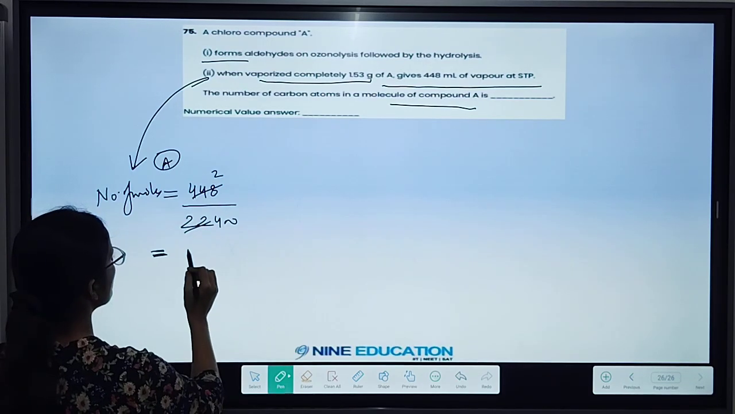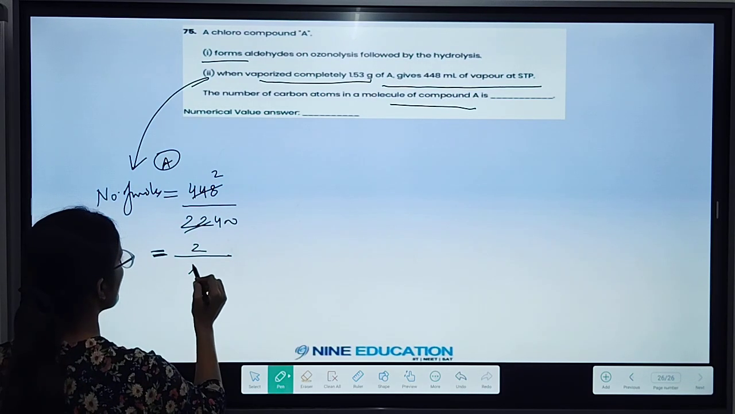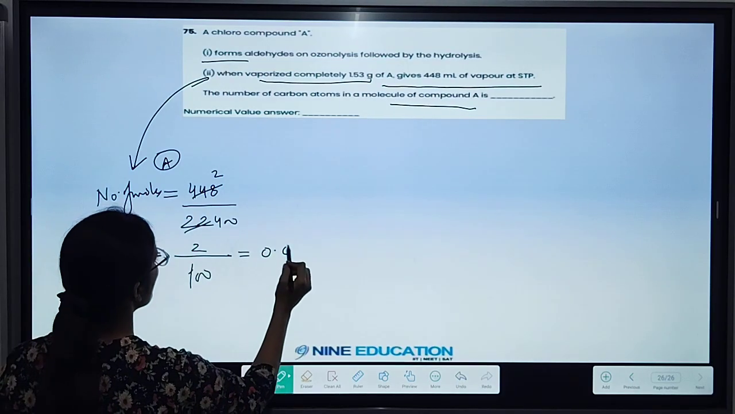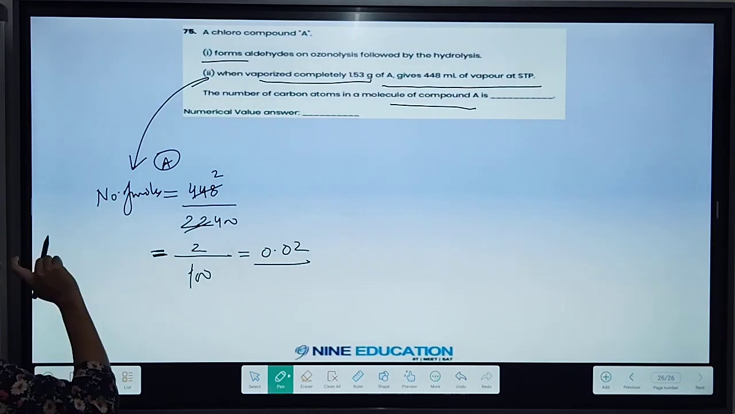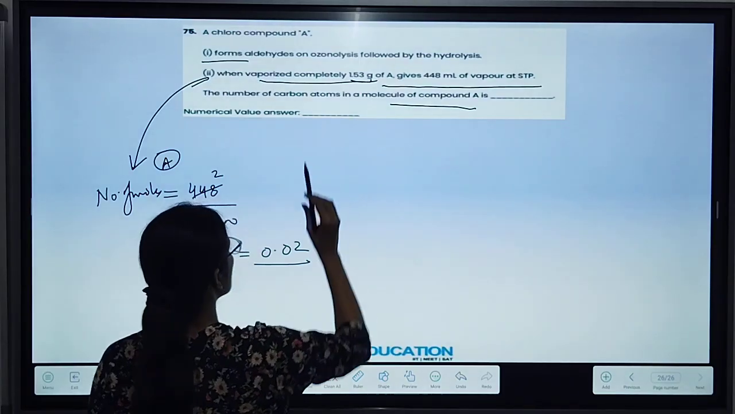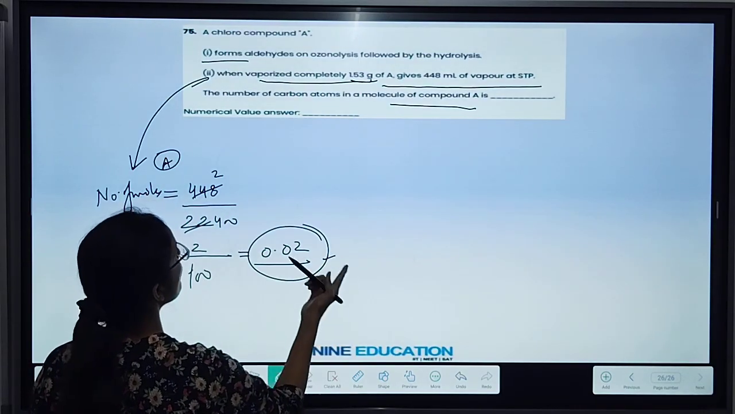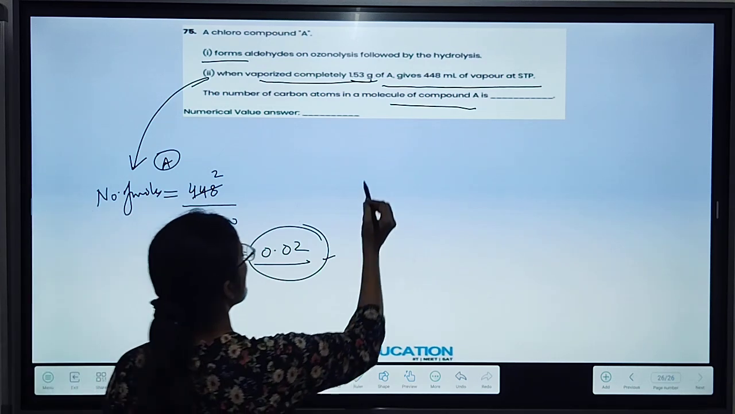So it is simply double. We'll have 224 into 2, so 2 by 100. What will we have? We'll have 0.02 moles of A, and 0.02 moles of A has how much mass? 1.53 gram. So if 0.02 moles are there in 1.53 gram of A, what can we do?